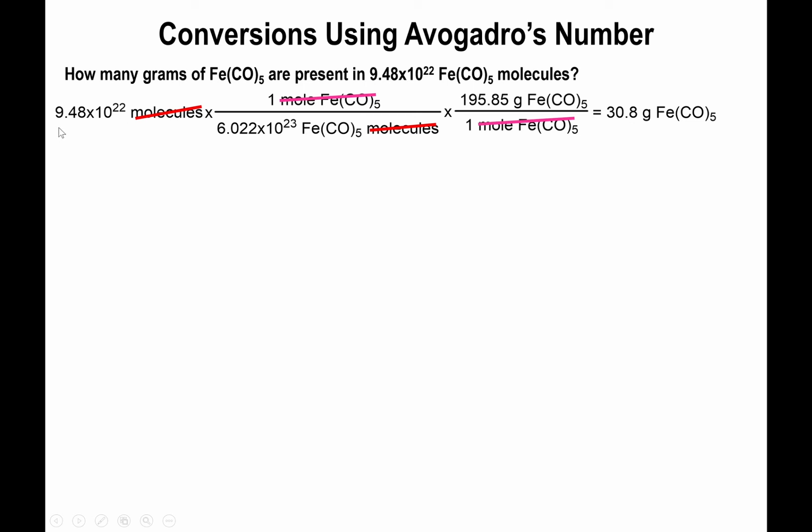So open parentheses, enter 9.48 times 10 to the 22nd, close parentheses, divided by, open parentheses, 6.022 times 10 to the 23rd, close parentheses, press enter. Multiply your answer by 195.85 grams and press enter. You should end up with 30.8 grams.